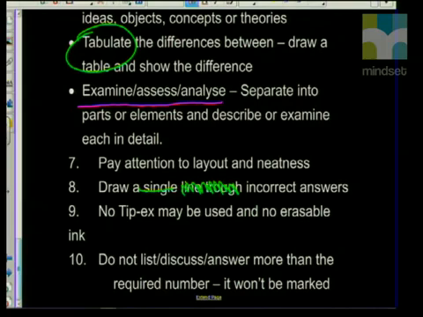Another important thing that applies to all subjects and all papers, you are not allowed to use Tipp-Ex and you are not allowed to use an erasable pen. And then point 10, do not list or discuss or answer more than the required number because it won't be marked. That means you are asked to list 4 characteristics of a perfect market and you write 5 characteristics. The marker will only look at the first 4 and marks will only be allocated for the first 4.